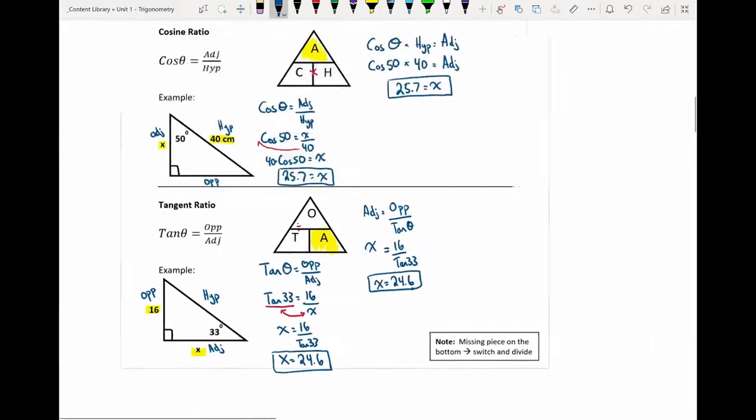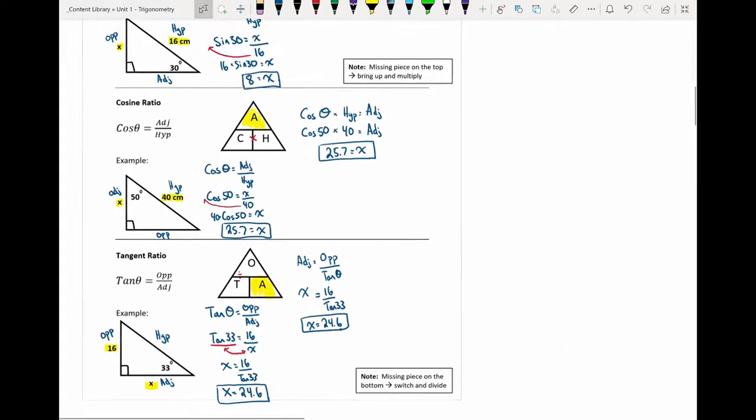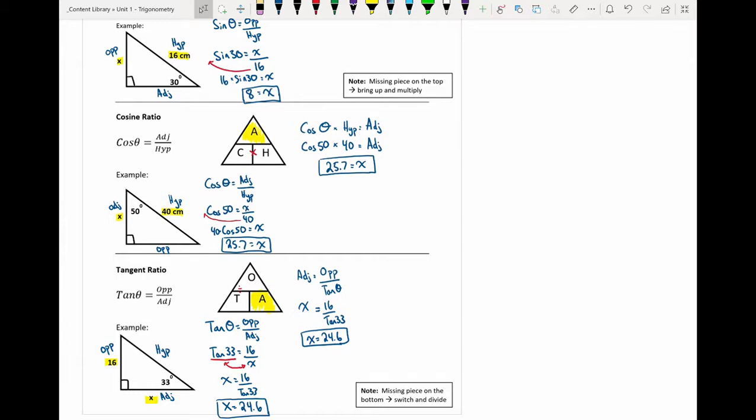Now, the one thing you want to be careful of, even though in these examples, when we did the sine and cosine ratio, it was always the same, the top was missing. It could also have the same type of question where the bottom is missing. Then you have to switch and divide. Even though in the examples you're only seeing one way, keep in mind that it could also be done the other way. The nice thing about this trig though is that there's only two operations, either bringing up and multiplying like we see in the first two, or you're switching and dividing like you see in the bottom one.